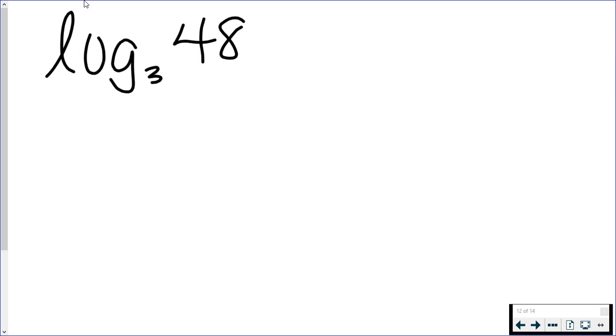This video is about the change of base property. Now, sometimes you will have a logarithm that you just cannot simplify by hand. If you were to rewrite this in exponential form, you would end up having 3 to some power is equal to 48.